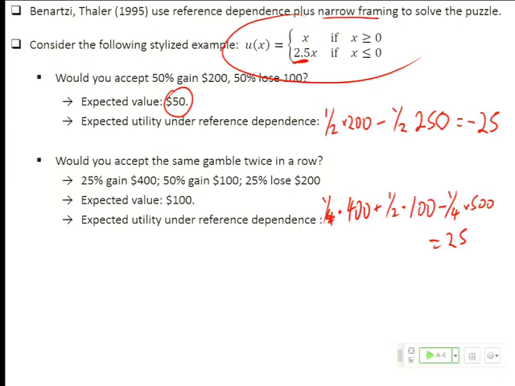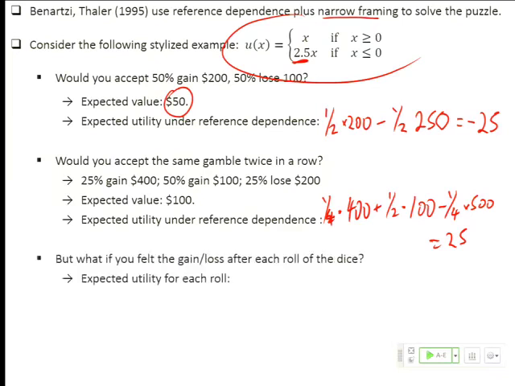Right? We're sort of smoothing out the distribution so that much more of the time you're going to net out with a gain, and so loss aversion has less bite. Okay. But, and this is the take-home message here, what if you felt, whatever that means, what if you took into account or experienced the gain-loss after each roll, right?